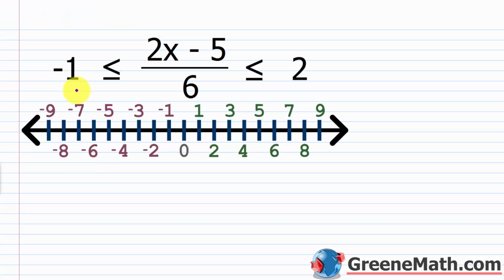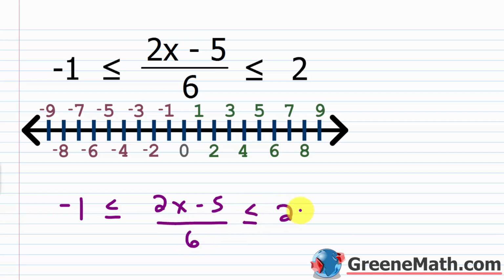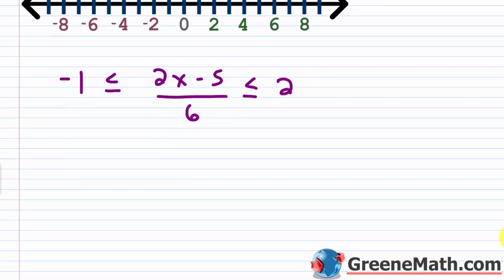So we have negative 1 is less than or equal to (2x minus 5) over 6, which is less than or equal to 2. All right, so the idea here is to start out by just multiplying each part by 6 so I can get rid of that denominator. So let's just copy our problem here. We have negative 1 is less than or equal to (2x minus 5), again, this is over 6, which is less than or equal to 2. All right, so if I want to clear that denominator of 6, I can multiply each part by 6.